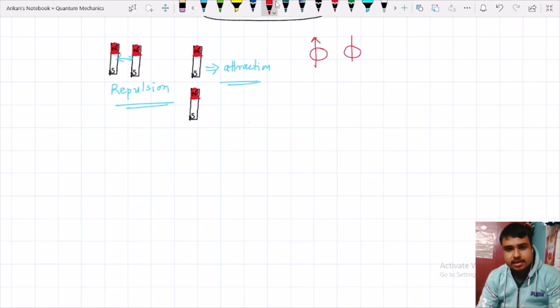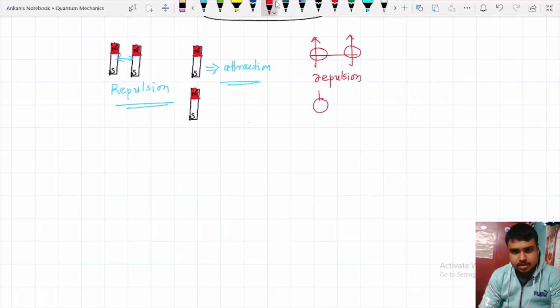the spin like this, which is perpendicular to the line joining them, this gives rise to repulsion. And if the two nucleons have the spin like this, and the line joining them is also parallel to their spin, it gives the attraction configuration.